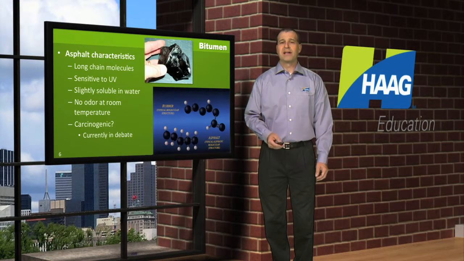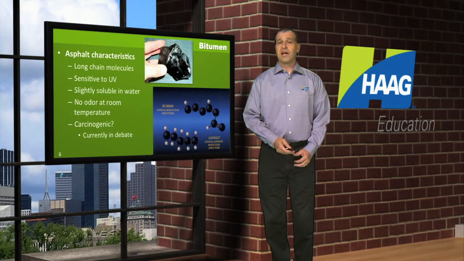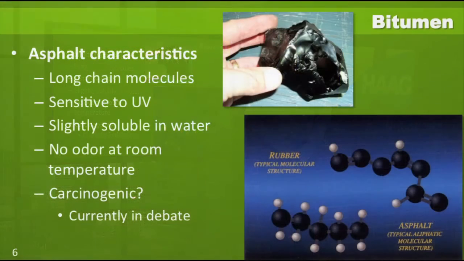Let's talk a little bit about the characteristics of asphalt and how it performs as a roofing product. Molecularly, as we can see in the slide, asphalt has a long chain molecule, and that means it's not 100% stable. With outdoor weathering on a roof, there is some sensitivity of the asphalt to ultraviolet light, and it is slightly soluble in water, and these are two of the things that do cause long-term deterioration of the roof.